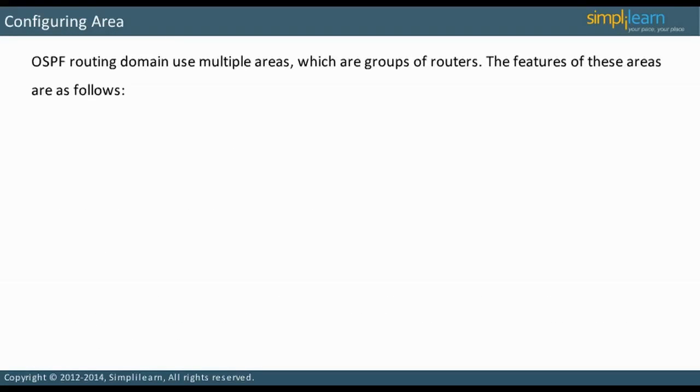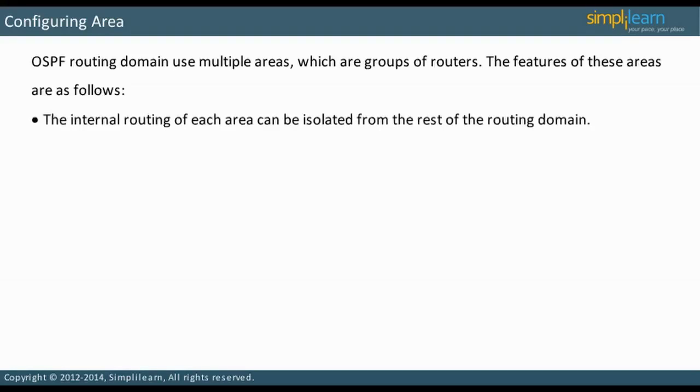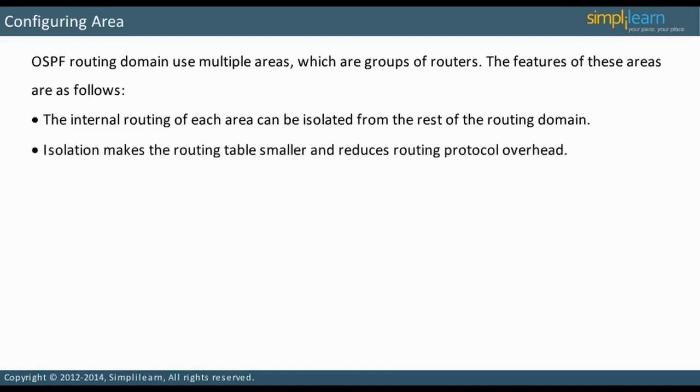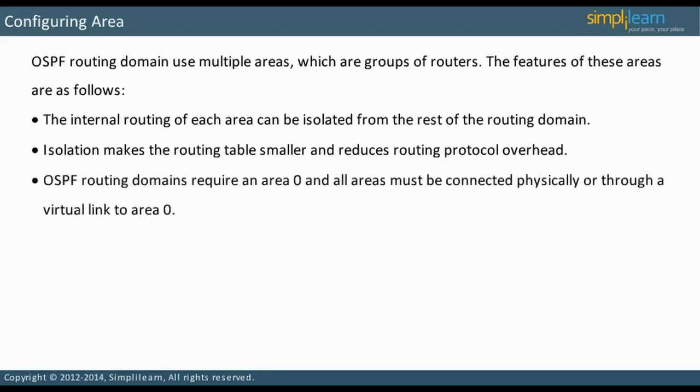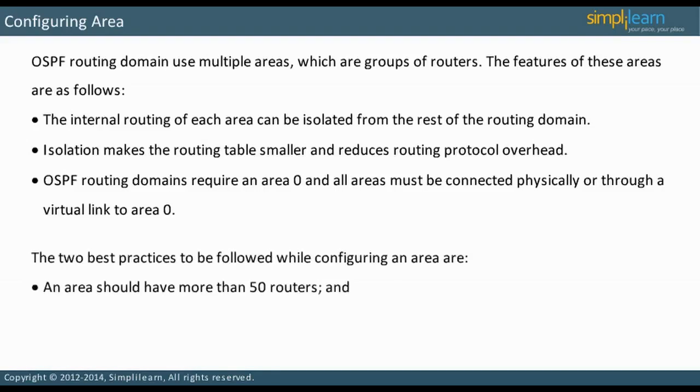An OSPF routing domain can use multiple areas, which are groups of routers. The internal routing of each area can be isolated from the rest of the routing domain. This makes the routing table smaller and reduces routing protocol overhead. All OSPF routing domains require an area 0. All areas must be connected to area 0 physically or through a virtual link. Best practice dictates that an area should have no more than 50 routers. A router should not have interfaces in more than 3 areas. The next slide focuses on how to configure router ID.